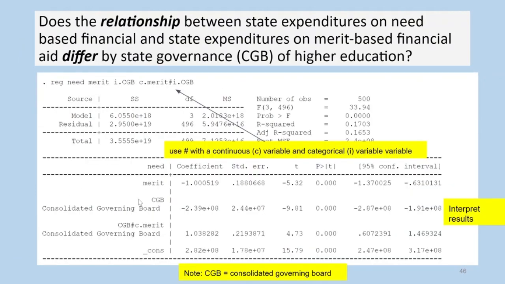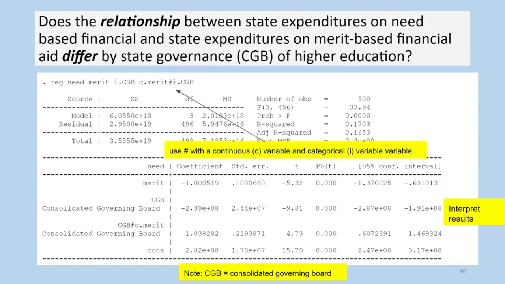Yes. Okay, so with this one, we want to look at whether the relationship between state expenditures on need-based financial aid and state expenditures on merit-based financial aid differs by state governance. Here, state governance is whether or not it has a consolidated governing board, like New York has a consolidated governing board, right? And Maryland doesn't. We want to see if that relationship differs, right?